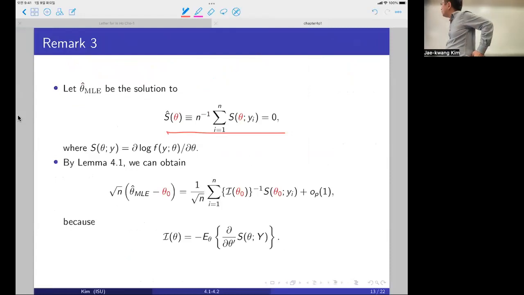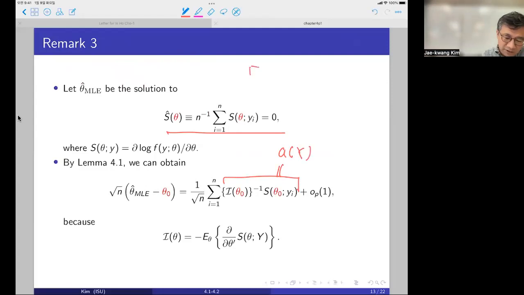Okay. So the special case of the estimating function, the score function, we already have this result, right? And that means this is actually the influence function. And the influence function is orthogonal to the score function. So you can see that the influence function times the score function is the identity matrix.